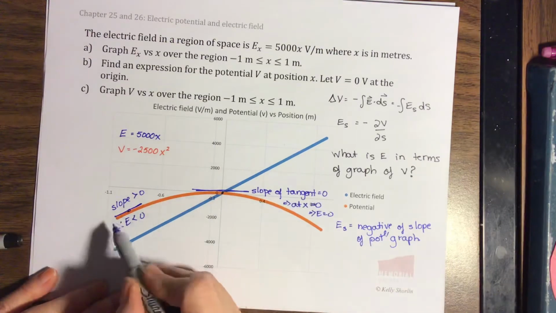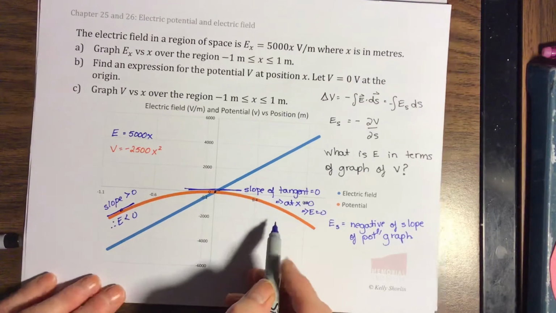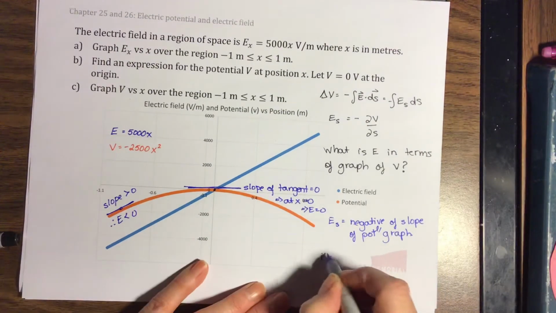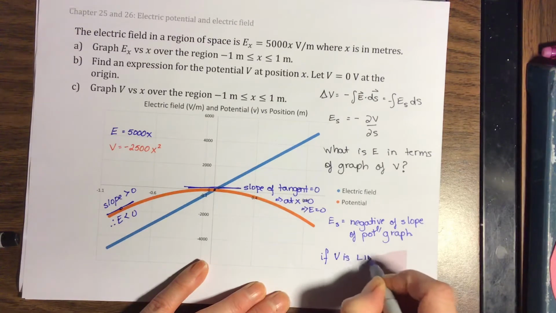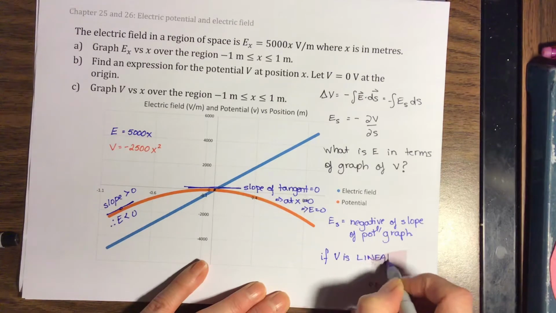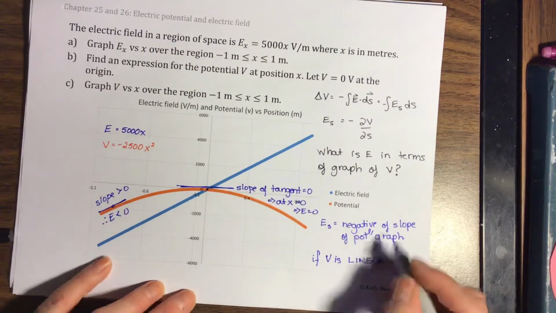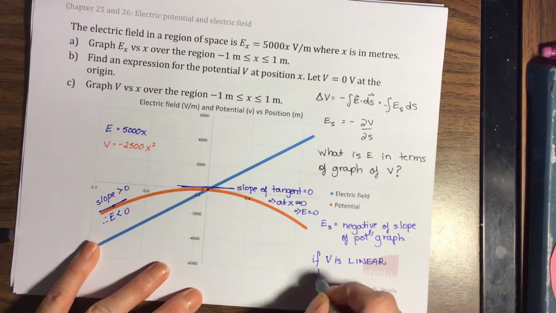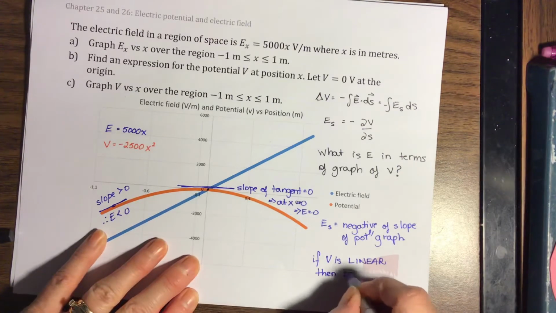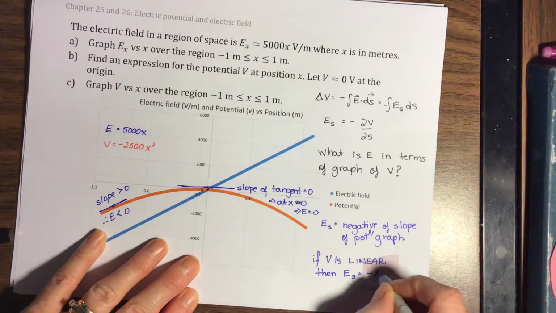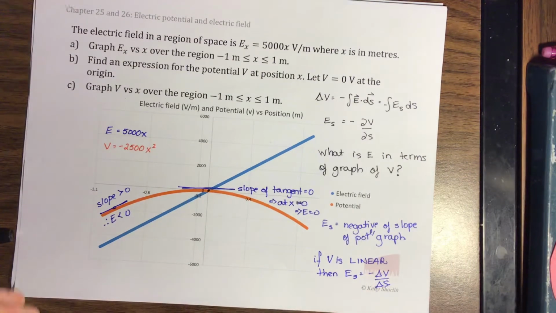Then the last little bit, we're looking at a graph of a curved potential. If your potential was linear, then you don't have to do the slope of a tangent. You can just straight up do the slope. And that would be your familiar rise over run method from high school.